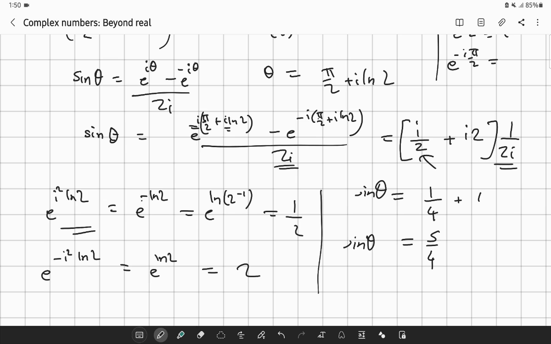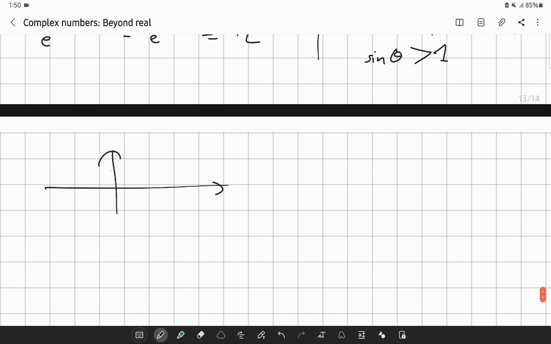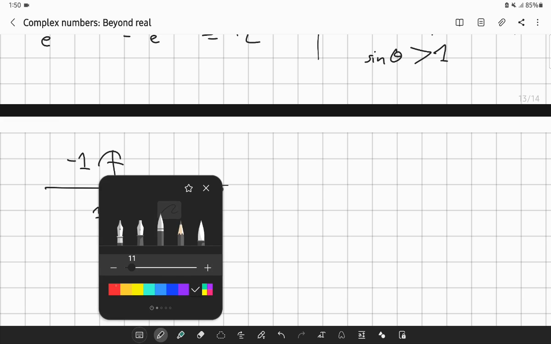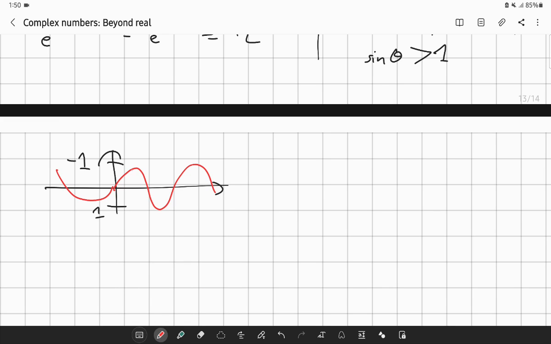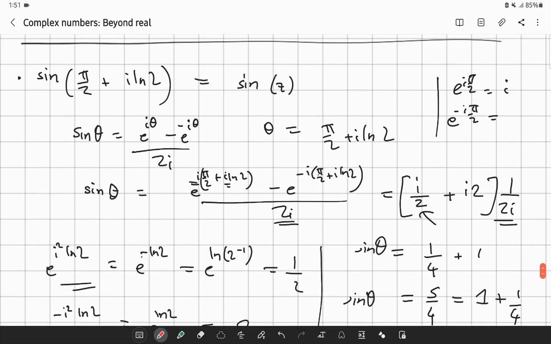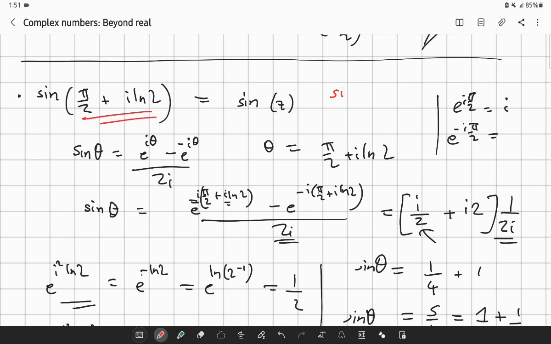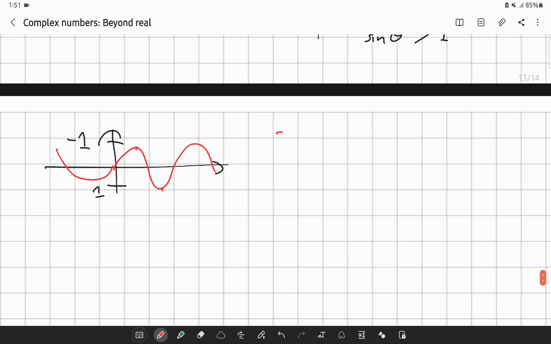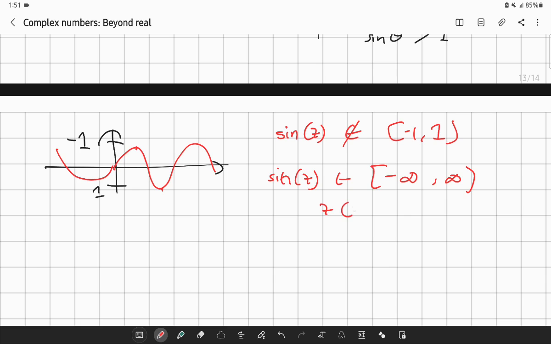This is sine theta. But hold on a second, 5 over 4 is 1 plus 1 over 4. Sine theta here is greater than 1. Didn't we, when we were studying sines and cosines, say sine was always limited between minus 1 and 1, right? Because sine went something like this. Maximum was 1, minimum was minus 1. But you should keep in mind that this is an imaginary input. You're taking the sine of an imaginary number. So in fact, sine of z does not belong to minus 1 and 1 in general. You'd be surprised. Sine of z actually ranges all the way from minus infinity to plus infinity when z is complex. Sine is not even bounded when you include complex numbers. Okay, this is an interesting remark.